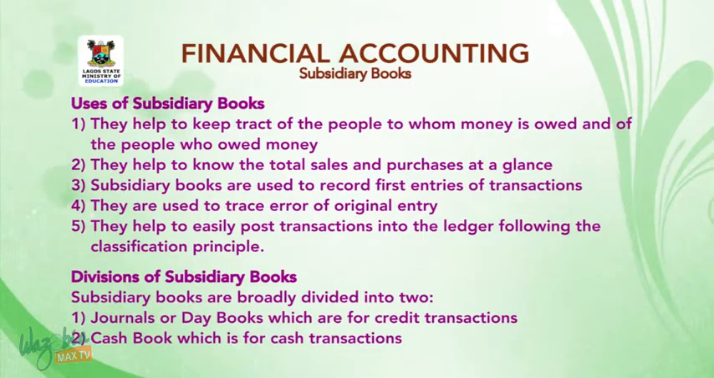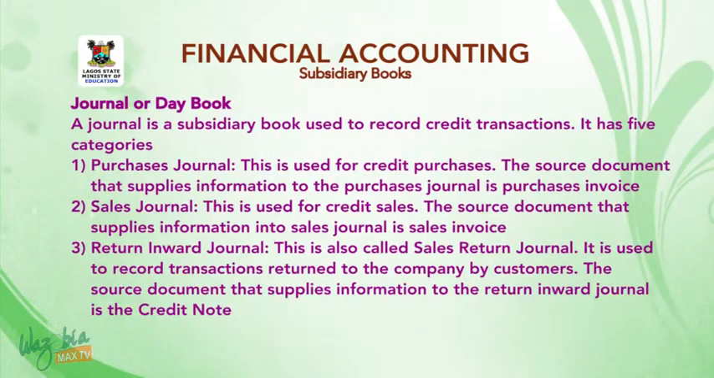Divisions of subsidiary books. Subsidiary books are broadly divided into 2. 1. Journals or day books, which are for credit transactions. 2. Cash book, which is for cash transactions. Journal or day book. A journal is a subsidiary book used to record credit transactions.